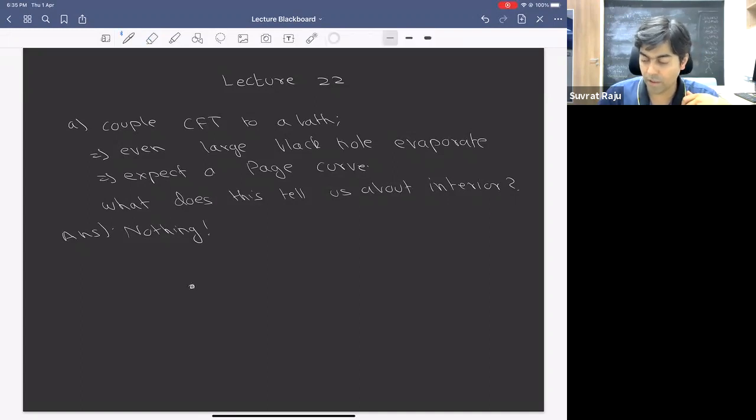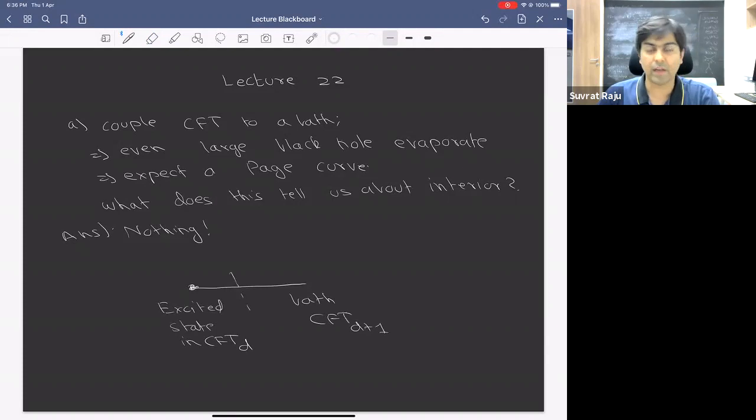the whole setup from the non-gravitational point of view. So here we have an excited state in the CFT. Maybe this is like N=4 Yang-Mills or something else. We couple it to a bath, which is a CFT in d+1. And then, in this setup, you make some interface. So you take an excited state and you put the bath in the vacuum. Energy will flow from this excited state into the bath, and you're just guaranteed that you will see a Page curve.